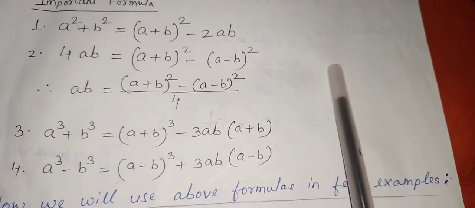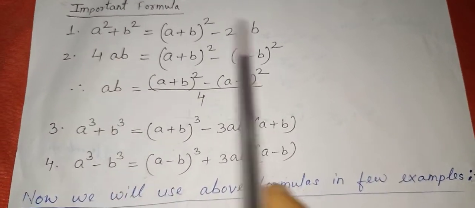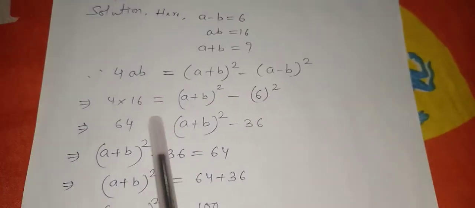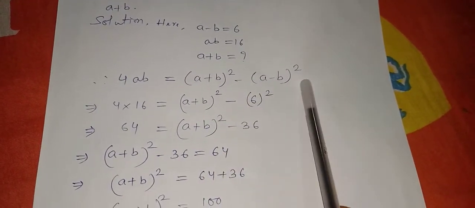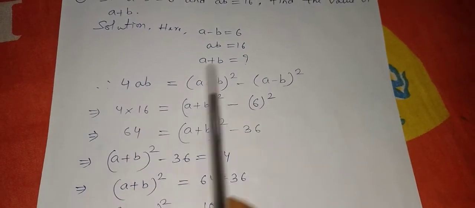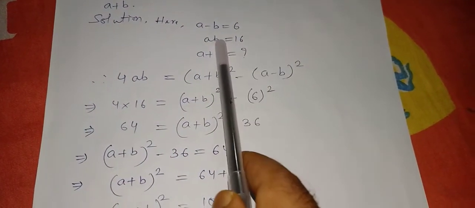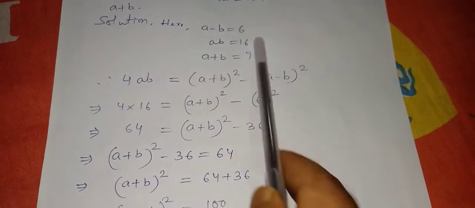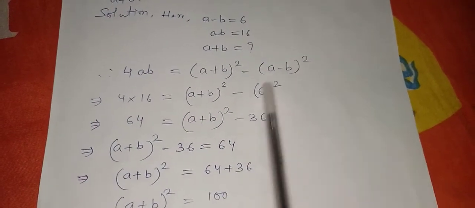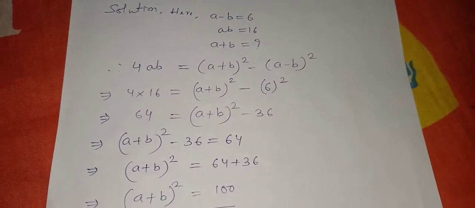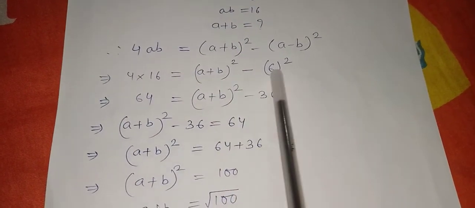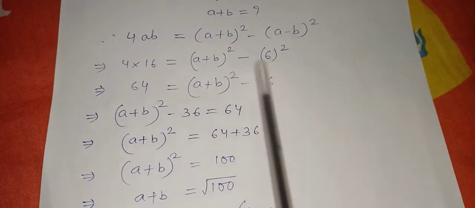Why I am applying this formula children? Because value of ab is given, value of a minus b is given. So I can find the value of a plus b. So same formula I have applied here, 4ab equal to a plus b whole square minus a minus b whole square. Now 4 into value of ab is 16, a plus b value is unknown, so same thing I wrote, and value of a minus b is 6 whole square, because there is square here, so I have put square here also. Now 16 4s are 64, a plus b whole square, same thing, 6 square is 36, so this minus 36.